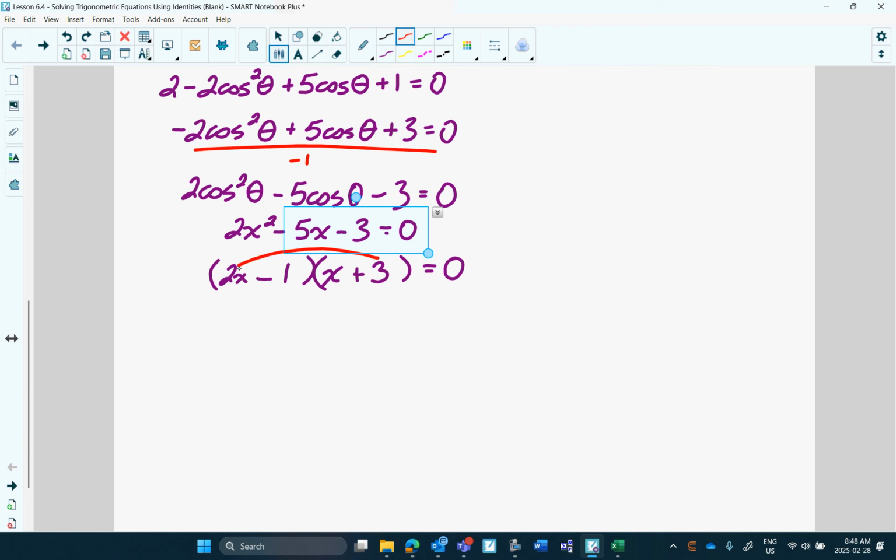That's going to give me positive 6x and negative x. Negative 3, positive 1. Well, wait. You mean just change the signs here? Good. There we go.